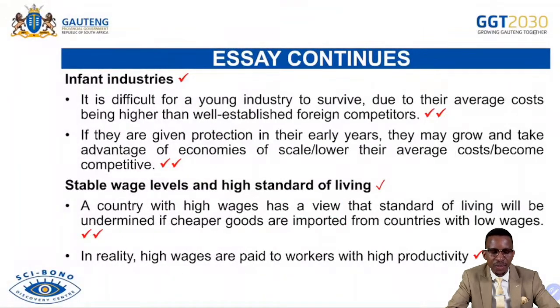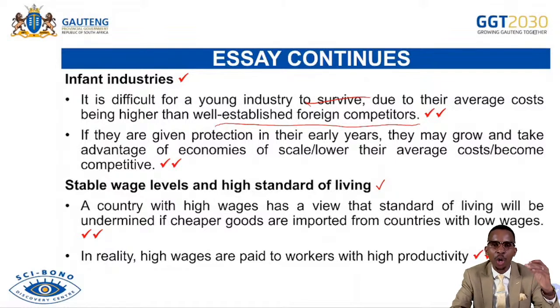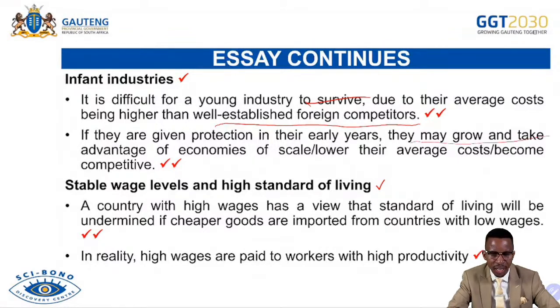And then infant industries. These are industries that are still very much weak. They are not well established or industrialized. It is difficult for a young industry to survive due to average cost being higher than well-established industries or competitors. We know that foreign industries are producing at the lowest average cost compared to infant industries. So established industries are producing at the lowest, while infant industries are producing at the highest average cost. If they are given protection in their early years, they can grow and take advantage of economies of scale.